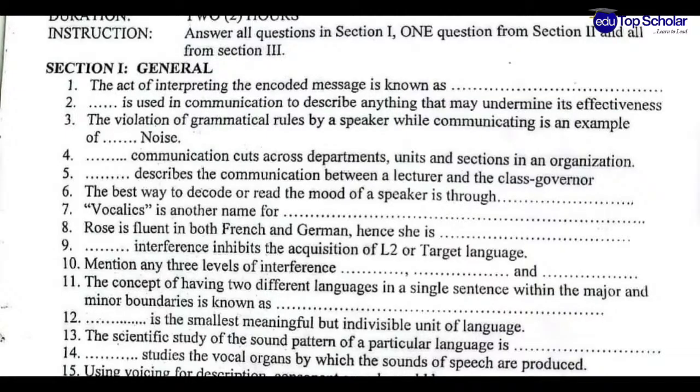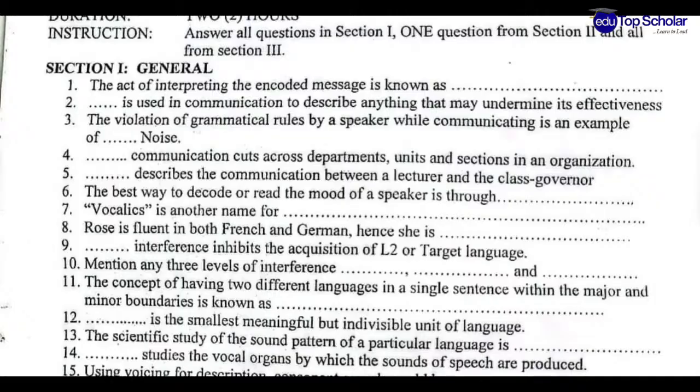Now, number 8, Rose is fluent in both French and German. Hence, she is dash. Now, if you are fluent in two different languages, then we say you are a bilingual.